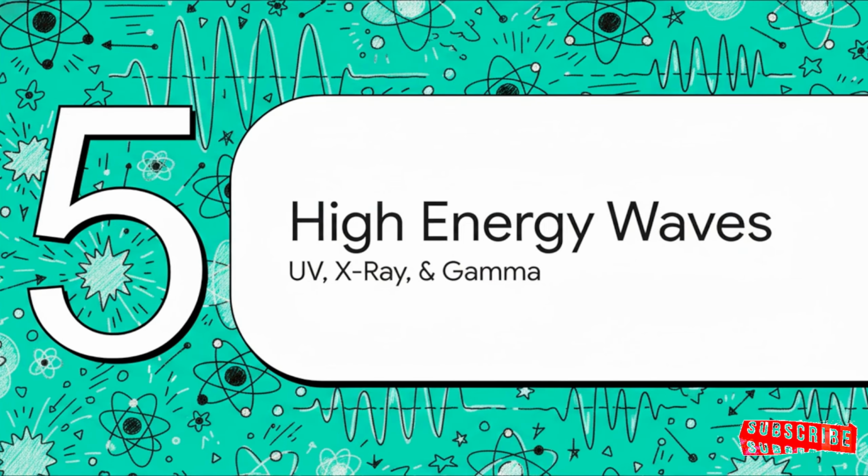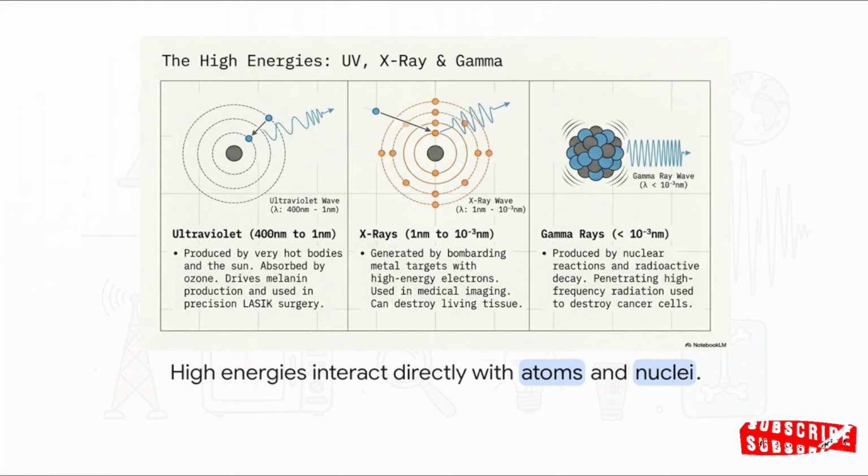Section 5. High energy waves and radiation, UV, X-ray, and gamma. Notice the incredible shift in scale here. Ultraviolet waves involve inner shell electrons dropping energy levels. X-rays are generated by bombarding metal targets with high-energy electrons, and the absolute smallest, tightest waves, gamma rays, are produced by the actual radioactive decay of a nucleus itself.